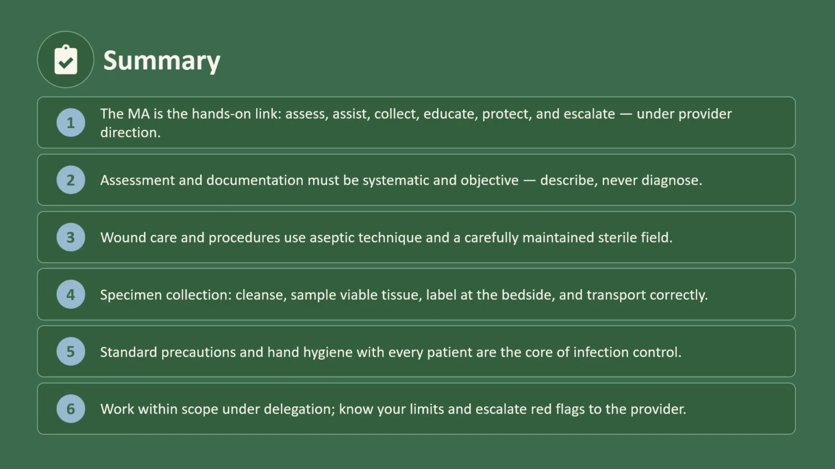That completes our three-lecture module on the integumentary system, from anatomy and physiology to disease and treatment to your role at the bedside. You now have the full picture of the skin as a body system and of your role as an MA within the system.